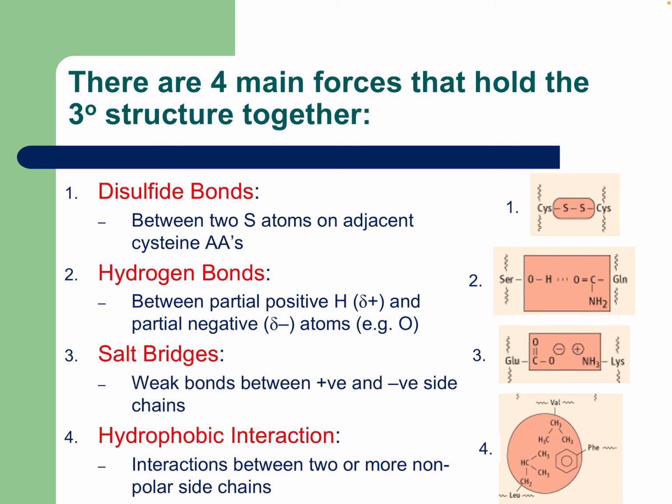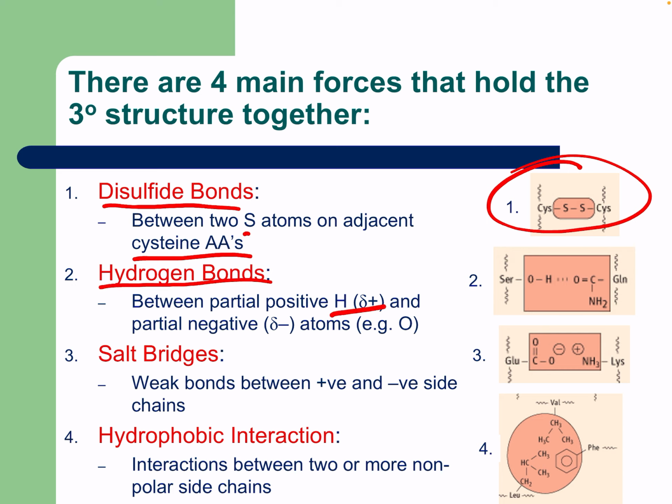Again, there are four main forces that hold the tertiary structures together. There are disulfide bonds, which you can see here, between two S atoms on adjacent cysteine amino acids. We have hydrogen bonds between a partial positive hydrogen and partial negative atoms, such as oxygen. So again, usually you see the H to the O.